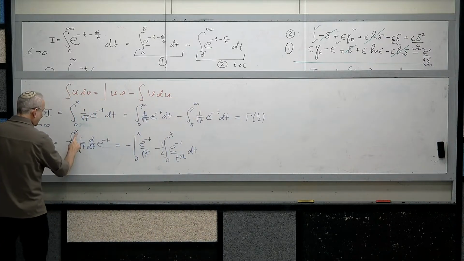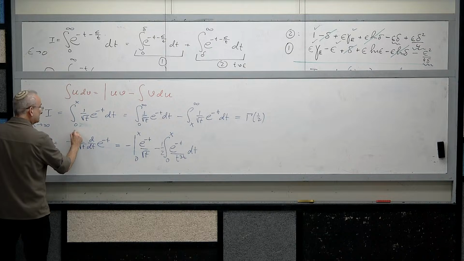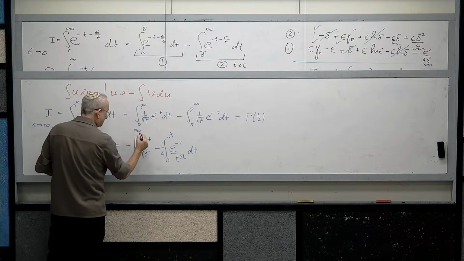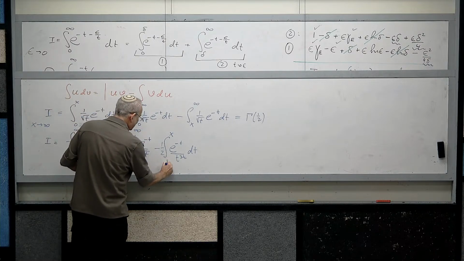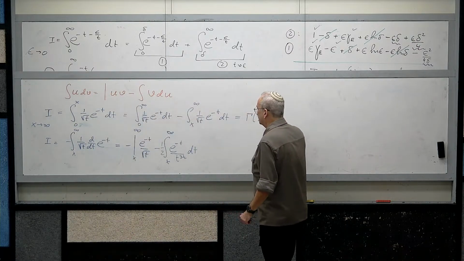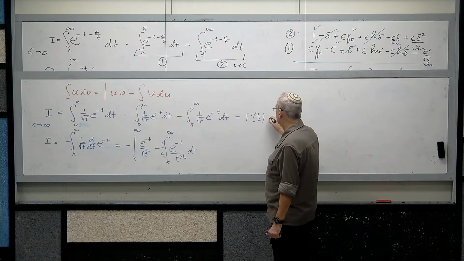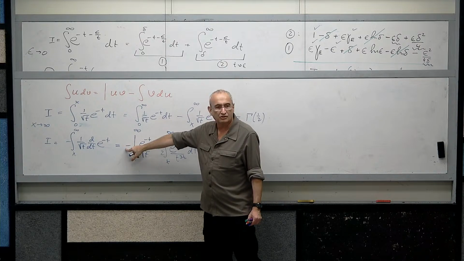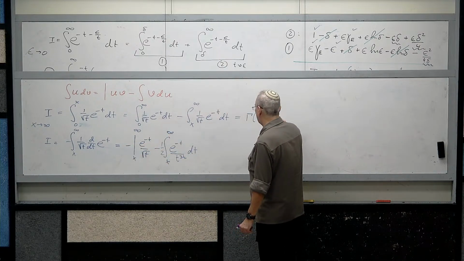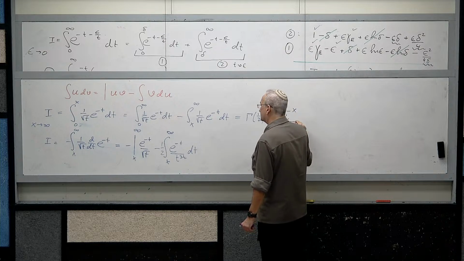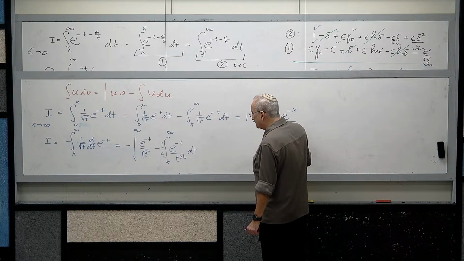The only thing I have to change is the limits, the boundaries: x and infinity. So to the leading order, I will get what? Minus 1 over square root of... yes, because I'm getting from the lower bound here, so I should switch the minus to plus. So I get minus e to the minus x over square root of x.